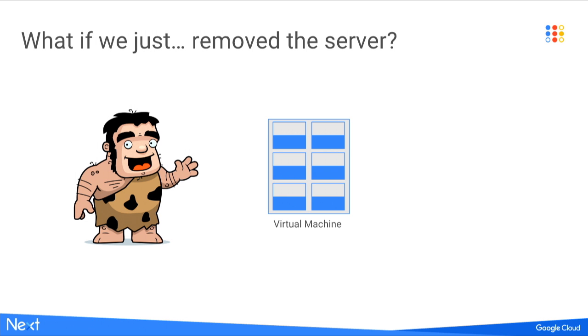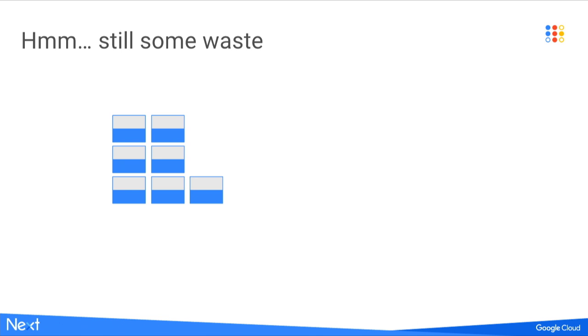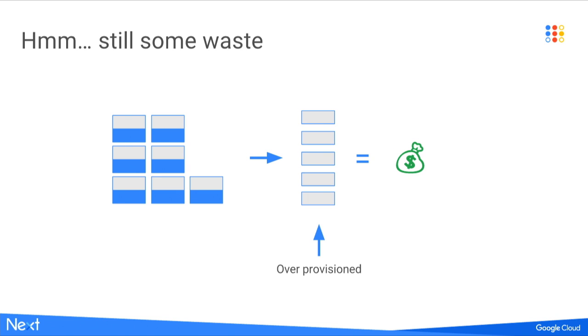Okay, let's try again. What if we just removed the server? Now, when he wants to add a new container, he just adds a new container. Sweet. We still do have some waste here, though. You can see there's still a bunch of grey boxes there. So that's still somewhat over-provisioned and still costing money.